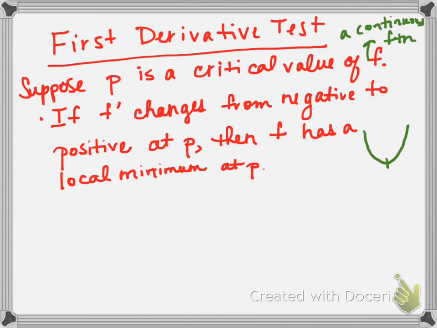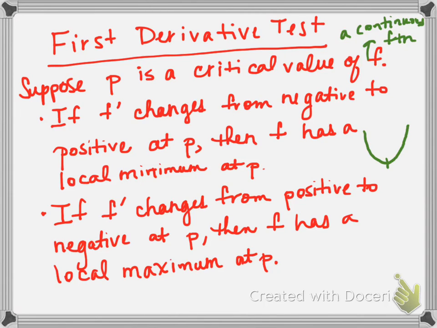So next, what if that isn't the case? If f prime changes from positive to negative at p, then f has a local maximum at p. So if the derivative is first positive, then we have a function that's increasing, and then it's negative, it starts decreasing. That means that right where it changes, at p, we have a local maximum. Remember, p is the x value here. The local maximum is actually the y value.